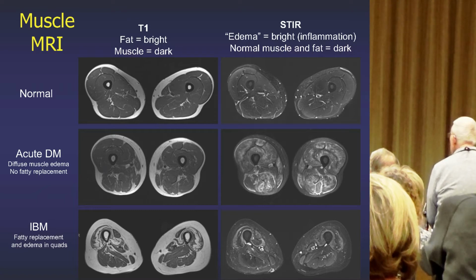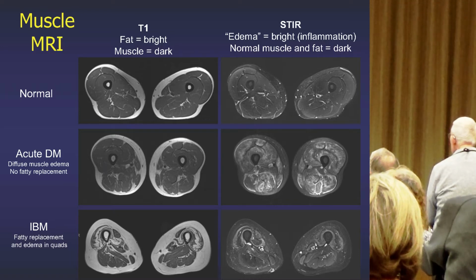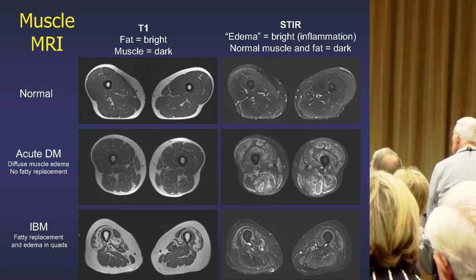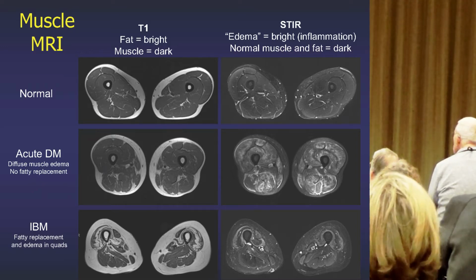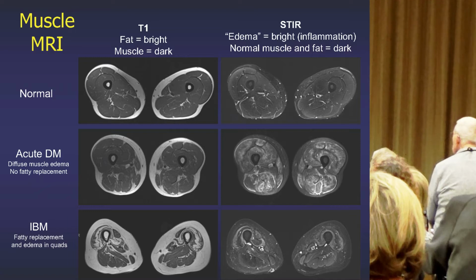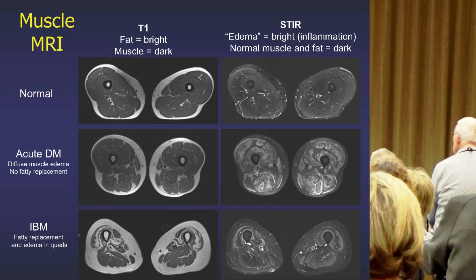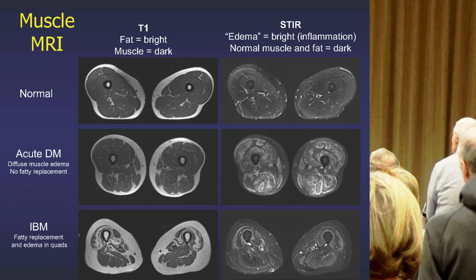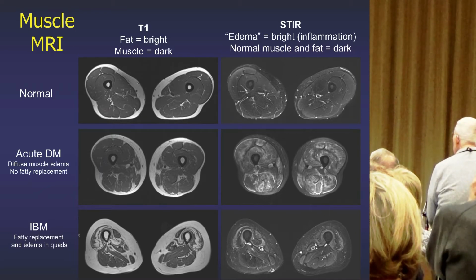So oftentimes we'll get an MRI of the muscles, and the reason MRI is helpful is it can tell you in more detail exactly which muscles are affected. That pattern of muscles affected is often an indication of a specific muscle disease, whether it's IBM or another muscle disease. What we look at on MRI are two series of images. One is known as T1, where fat is bright and muscle is dark, as you can see here. Here's the right thigh and the left thigh muscle.